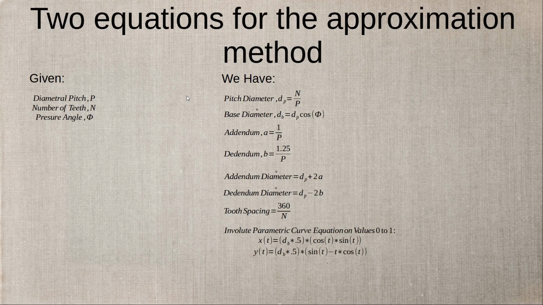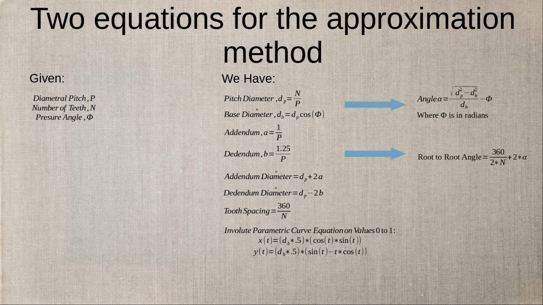So let's go into two additional equations, right? These are the equations that we used in the last video to model our involute gear. And here are two more equations that I think will be useful. Angle alpha, which is the pitch diameter squared, and then we subtract the base diameter squared, and then we square root that, divide by the base diameter, and subtract your pressure angle in radians and not degrees. And then we take our root to root tooth angle, which is 360 divided by 2 times the number of teeth, plus 2 times the alpha value that we just found.